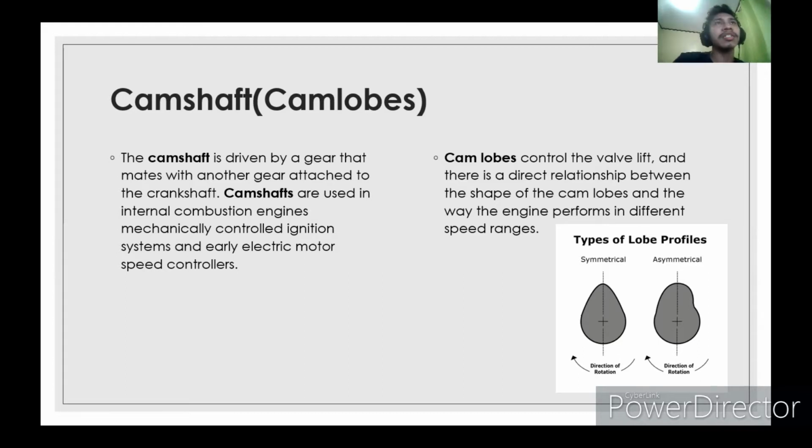And also, as discussed here, there are two shapes of cam lobes: symmetrical and asymmetrical. Symmetrical is used for the solid tappet, and asymmetrical is for the hydraulic tappets. And as discussed, in different speed ranges, hydraulic tappets are more efficient to use, and that is why asymmetrical is used, because its movement is faster, which could be discussed later on.